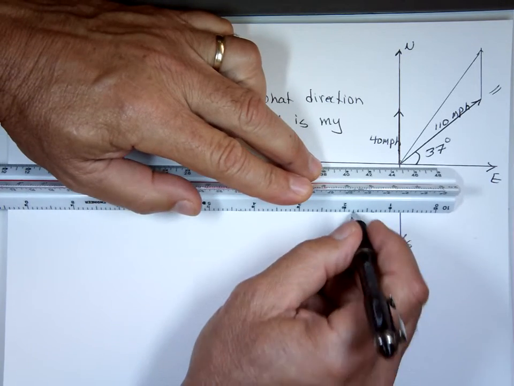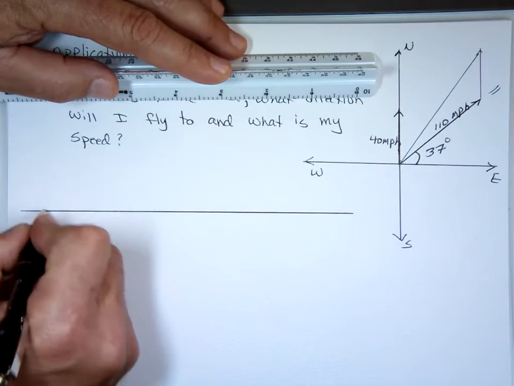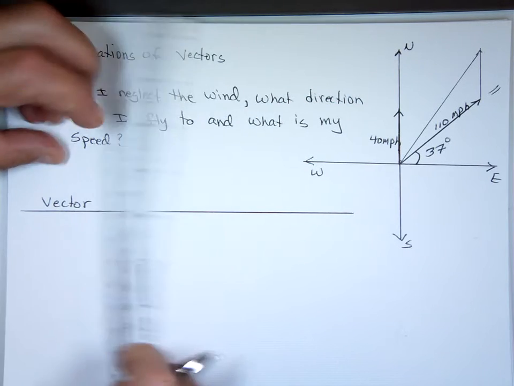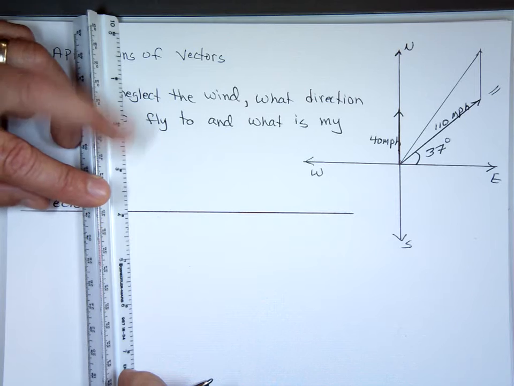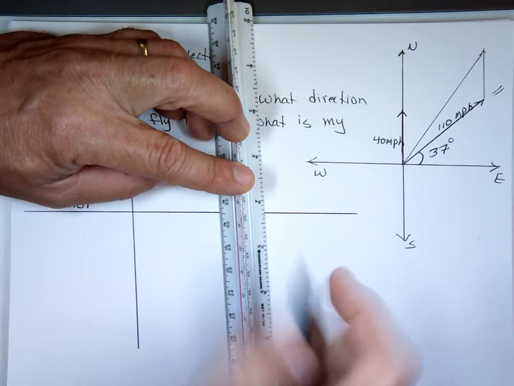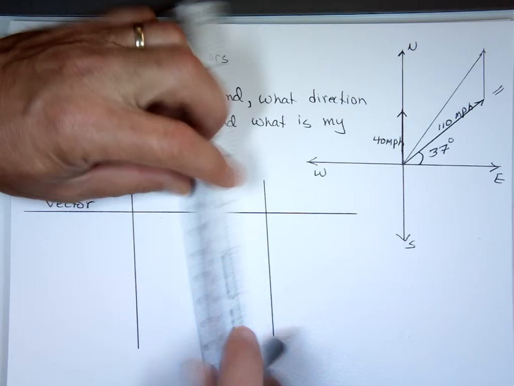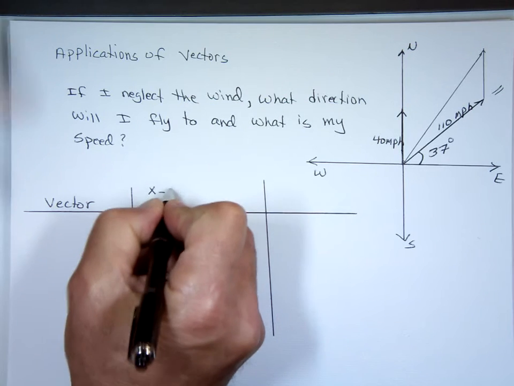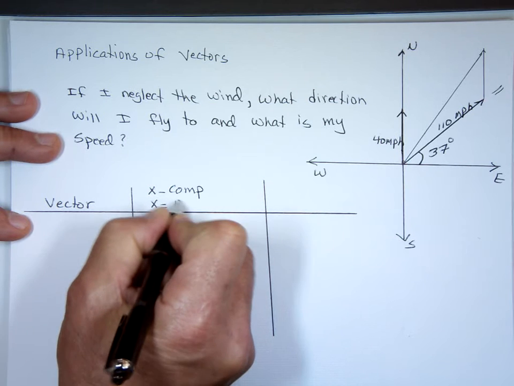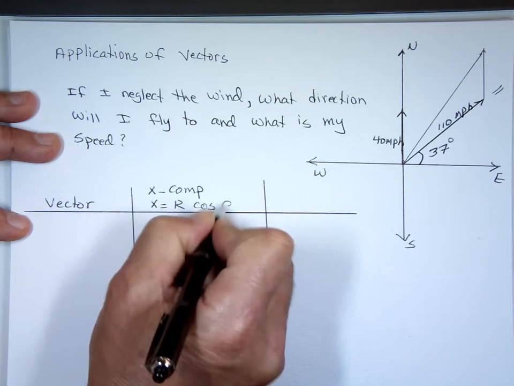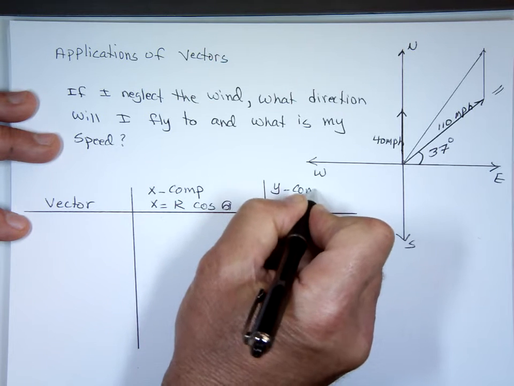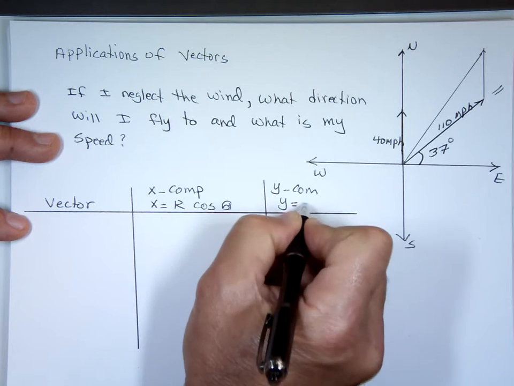I have two vectors, if you remember. The first column is going to have the vectors in it. Then the next column is the x component, then the y component. The x component, x equals r cosine theta, and the y component, r sine theta.